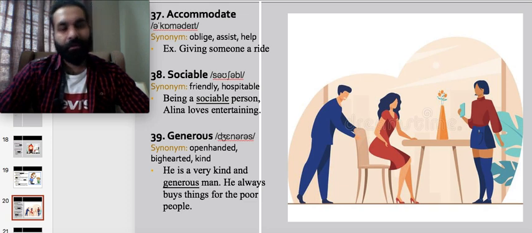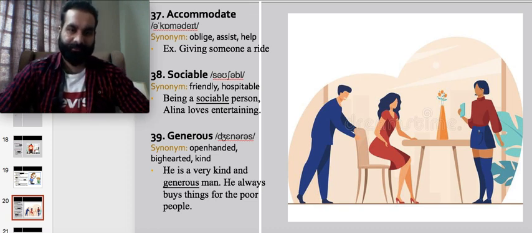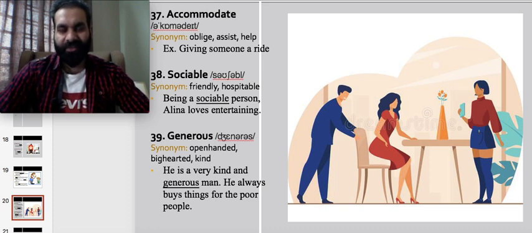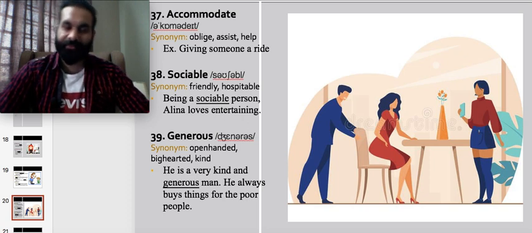Good job, guys. Number 37, accommodate. The next word is accommodate. The synonyms for this are oblige, assist, help, or maybe giving someone a ride or helping someone. The teacher said to the student, I'll try to accommodate you by all legal means, but I'm afraid I won't be able to help you to cheat.